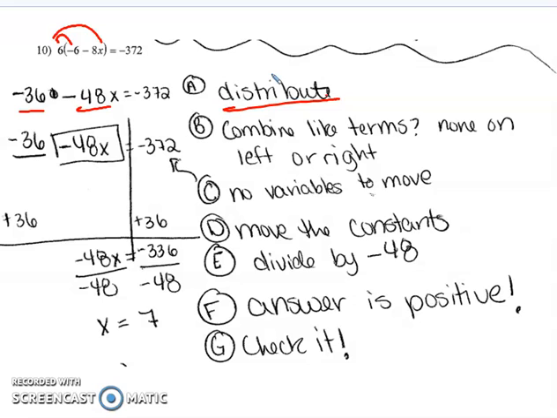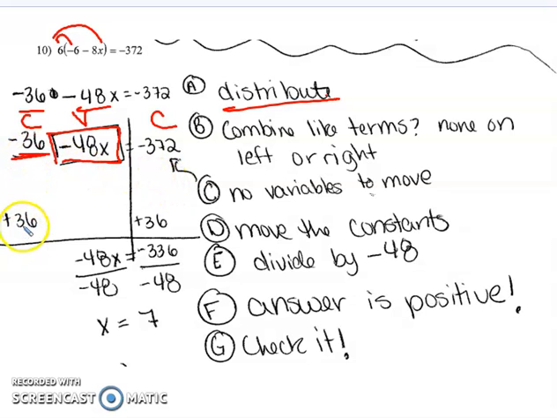On the next one, I combined like terms. So far, we haven't had to combine like terms on anything today, but I have no combining like terms, right? I have one variable, a constant, a variable, and a constant. So I have no variables to move because I always move my variables first. I'm going to move my constant.